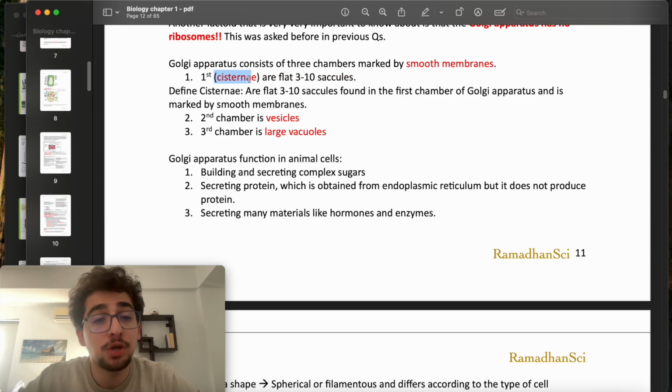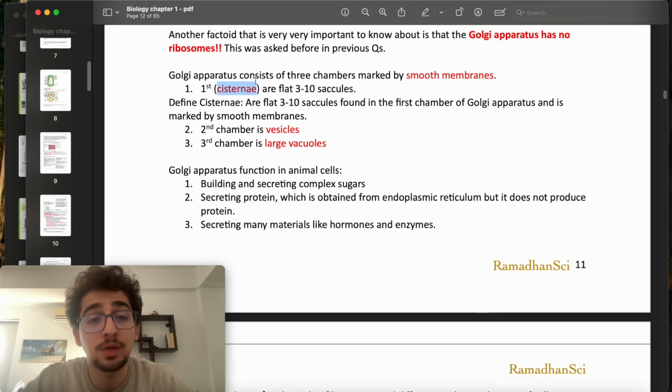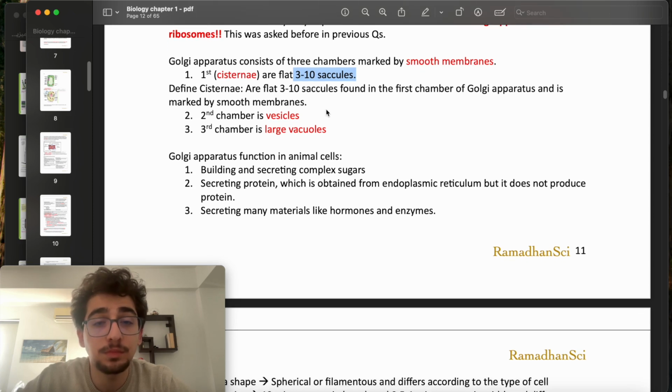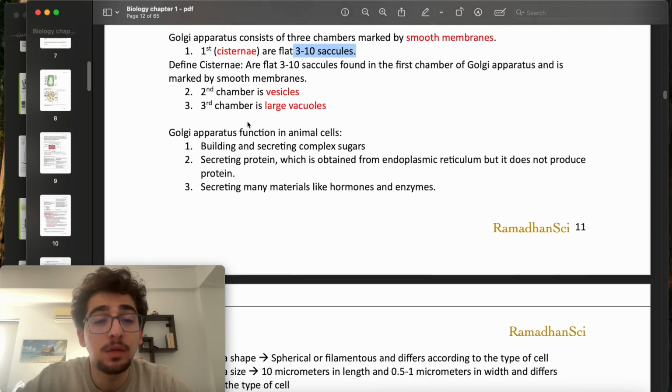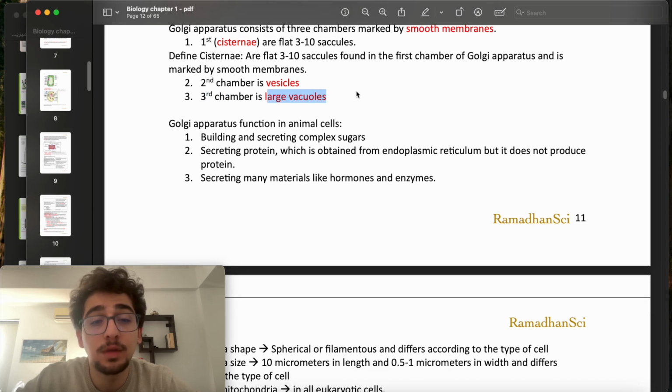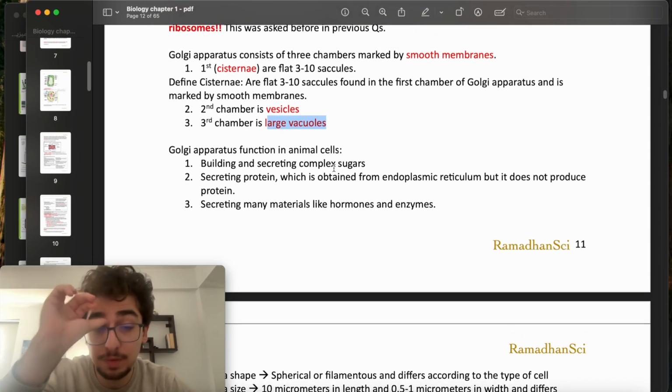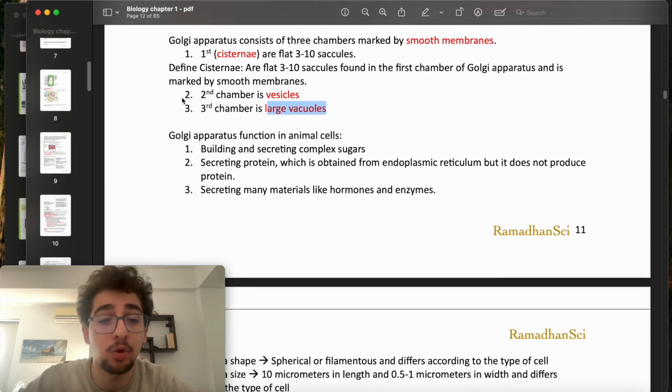The first one is cisternae. Usually you're going to have this in a definition question, define the cisternae, and you're just going to write down that it is the first chamber of the Golgi apparatus made up of flat 3 to 10 saccules. The second chamber is made up of vesicles, and the third chamber is made up of large vacuoles. You can also get blank questions here. Or they will ask you to describe the structure of the Golgi apparatus, and you're going to write down all of that.